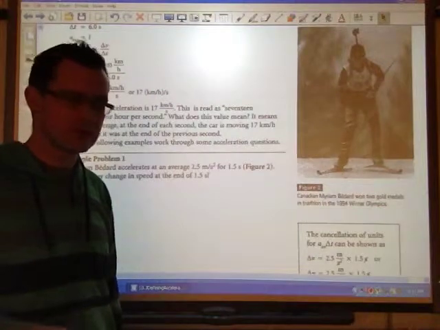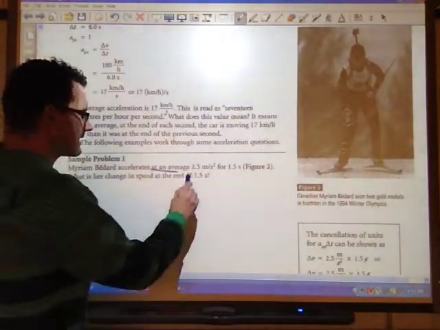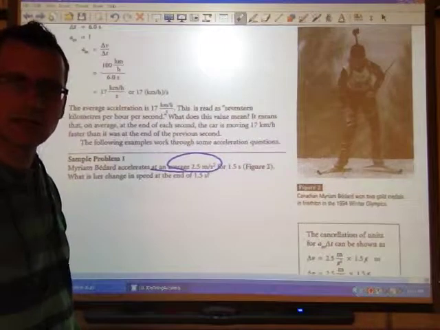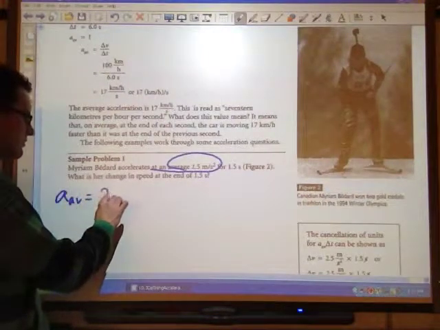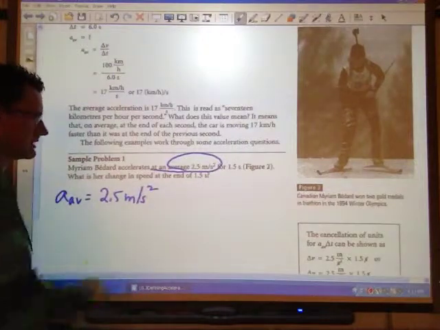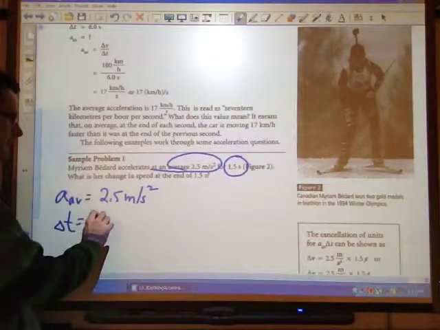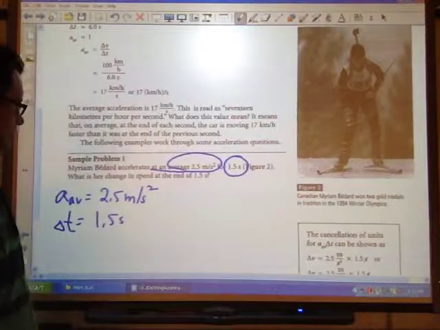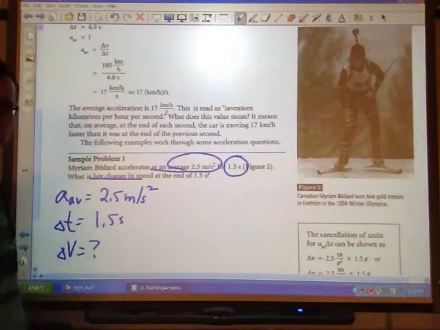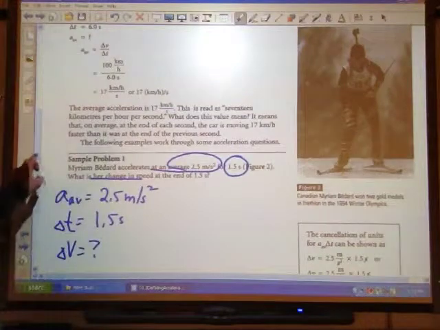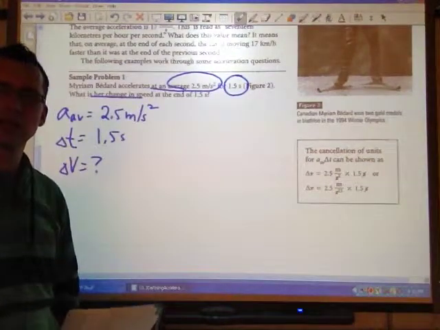So like any problem that we've done previously, make sure you write down all the variables. So right here, for example, accelerates at an average of 2.5 meters per second squared. Once you see meters per second squared, that indicates acceleration. So we in fact know what A is, what the acceleration is. And we're told that this happens for 1.5 seconds. Of course, that's time. And lastly, what is her change in speed? What is the change in speed? So that is the question mark. That's the key to solving these problems. Writing down what you know, and then writing a question mark by the variable that you don't know, and then working it that way.